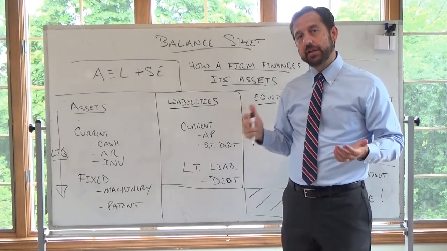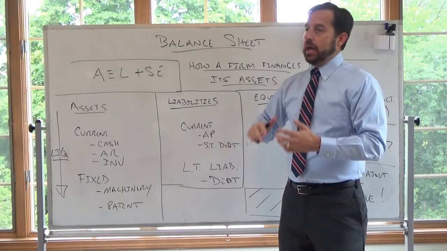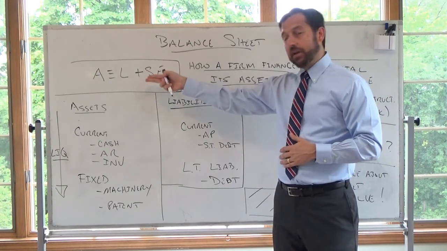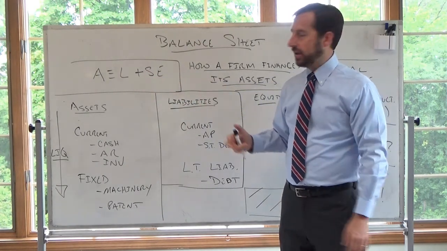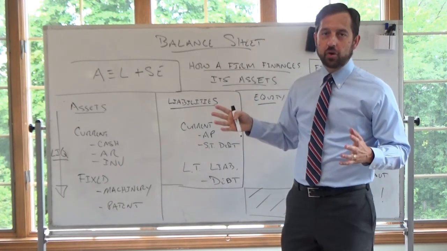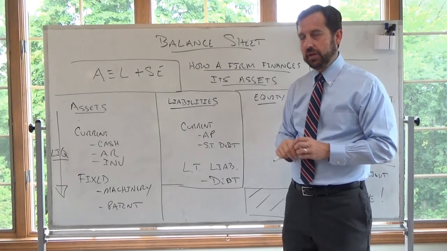Assets are defined to be liabilities plus stockholders' equity. This is called the balance sheet identity. It is an identity, it's not an equation. Sometimes you'll see it written with an equal sign, which is somewhat incorrect. The difference between an identity and an equation is that an identity always holds, and an equation only holds for a certain set of numbers.